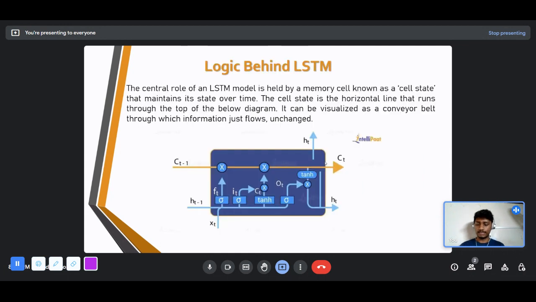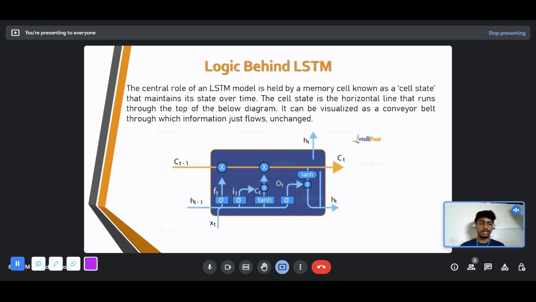Now, what exactly is the logic behind LSTM? We will understand this using the given diagram here. The core idea behind LSTMs is that the key to LSTM is the cell state, the horizontal line running through the top of the diagram. The cell state is kind of like a conveyor belt. It runs straight down the entire chain with only some minor linear interactions. It's very easy for information to just flow along it unchanged.